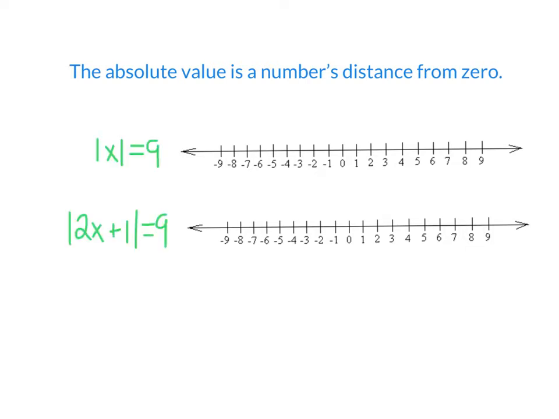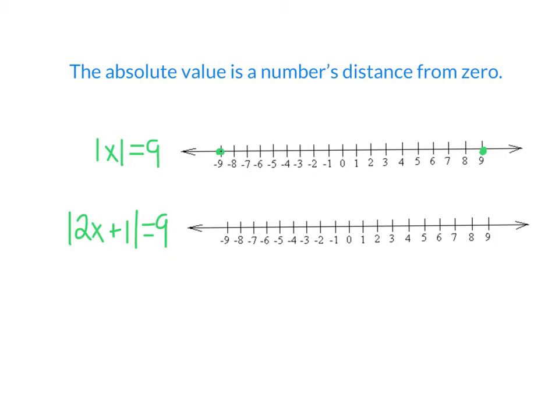So if we're given an equation such as the absolute value of x equals 9, then we know that two values make this true. The values are 9 and negative 9. In both cases, their absolute values are 9.